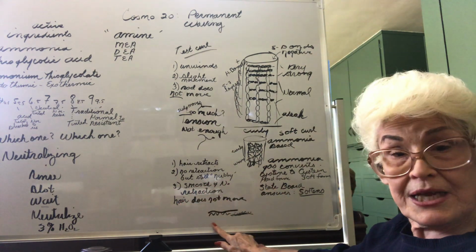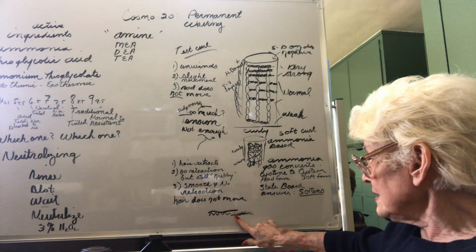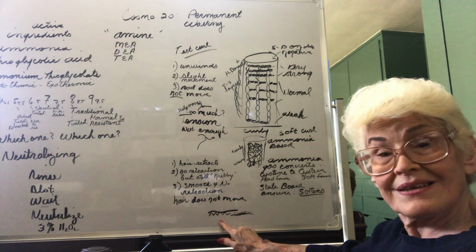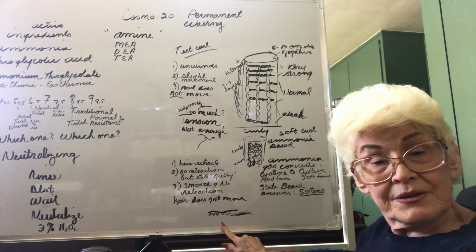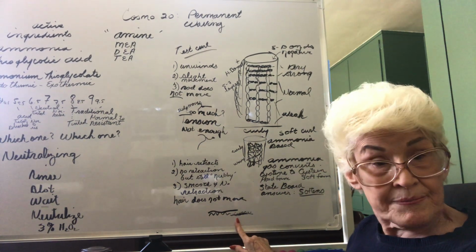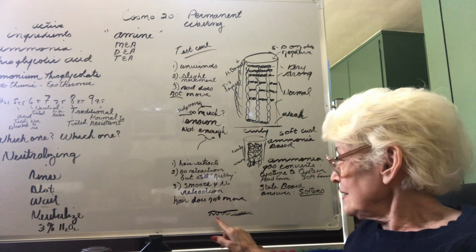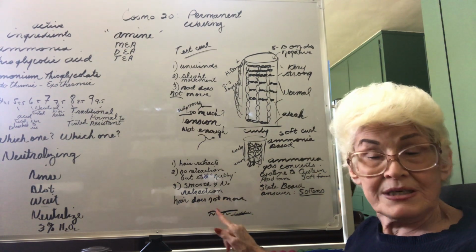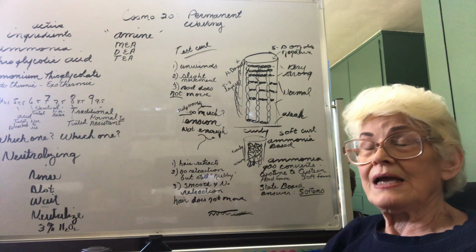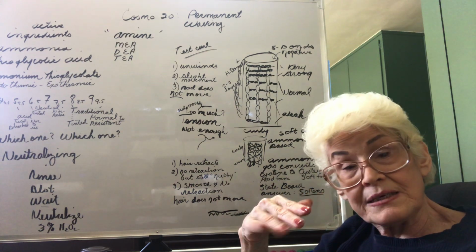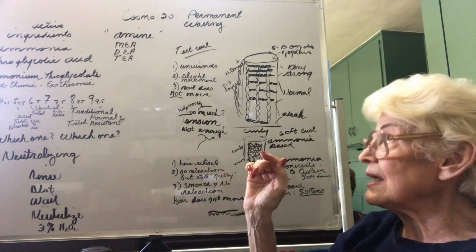But when I do my application, I want the curly hair straight, so all of my product gets on the full length of the hair equally. If I don't hold it straight, it can't get into the depression, and I'm not going to have as even a straightening as I want it to be.